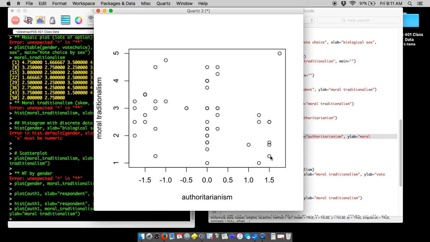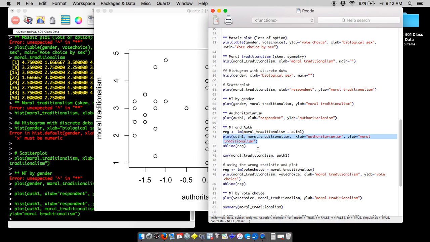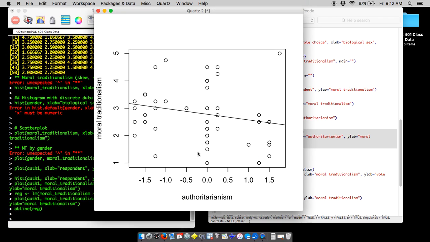But we also see lots of people who value authoritarianism, and they don't really value traditionalism, right? Lots of cases here. So because this looks more like a cloud, it's very likely that there's not going to be any strong real correlation between these two variables. We can test this more by plotting a line here, and this was described in the text. If we try to do the best fitting line to this scatter plot, it actually goes downward, right? So it shows a negative relationship between moral traditionalism and authoritarianism.